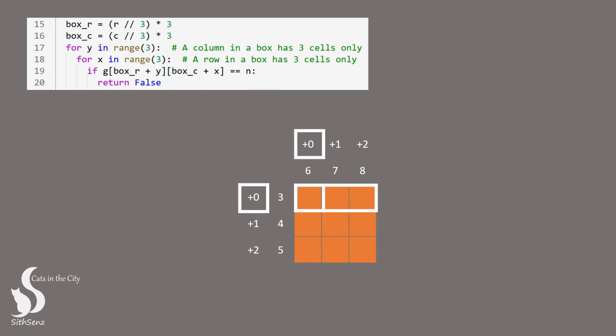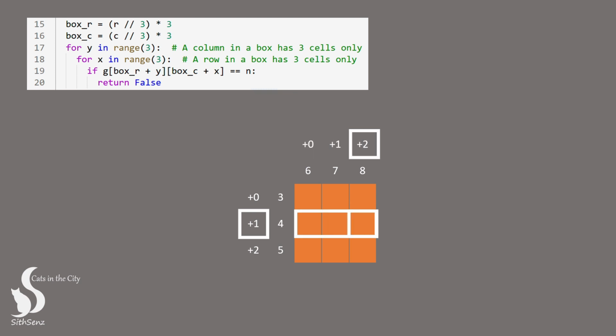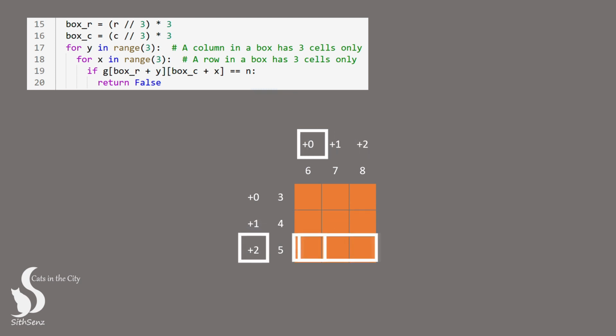Take note that boxes are subgrids of 3 by 3 cells. So, the progression steps are 0, 1, and 2 only. That's why we use range 3 in our code. For example, in box 36, for row 3, we'll only check cells 36, 37, and 38. Then we move to the next row, which is row 4, and finally row 5, while at the same time checking columns 6, 7, and 9 only.